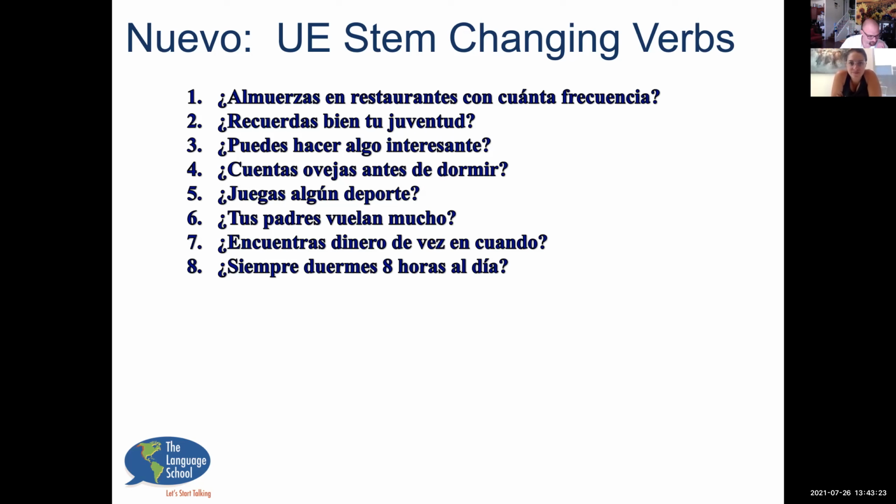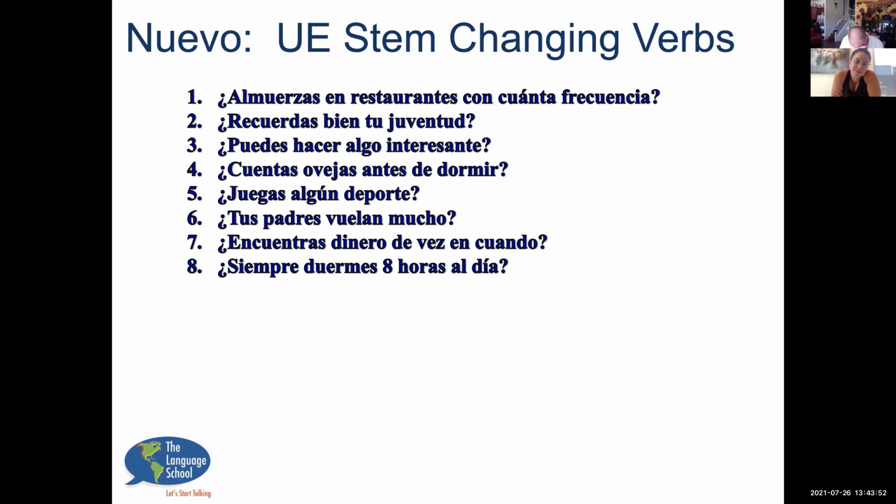No. No encuentro dinero. Yo encuentro dinero bastante. Cada vez que lavo la ropa. I don't ever keep cash. That's my problem, I guess. I just find it when I do my laundry. Like, oh, there's where that $100 was. That's nice.